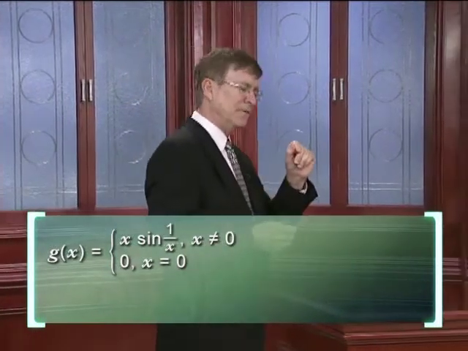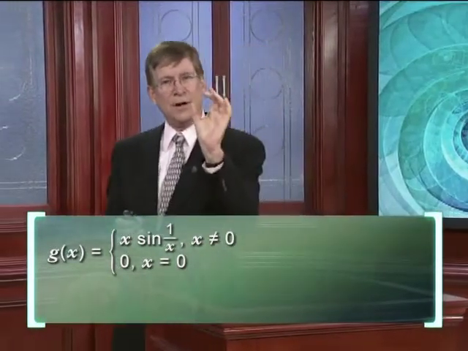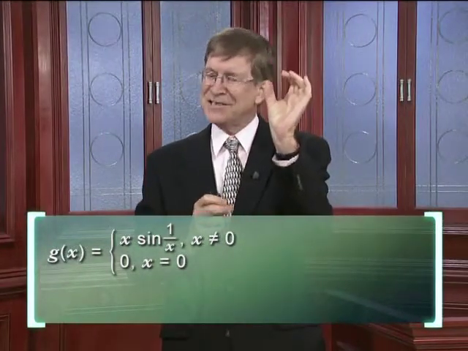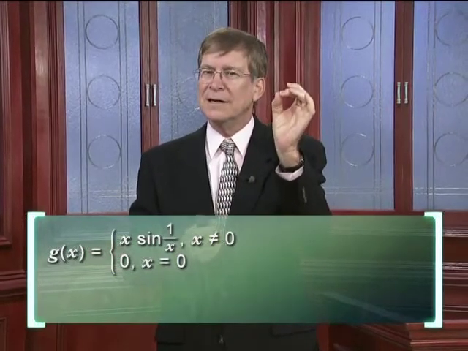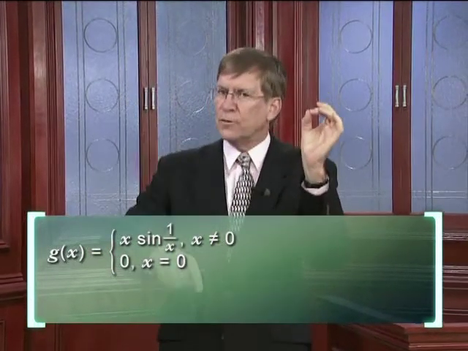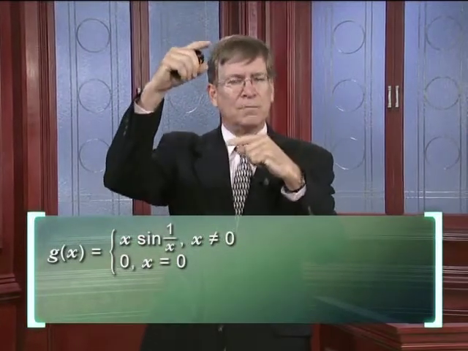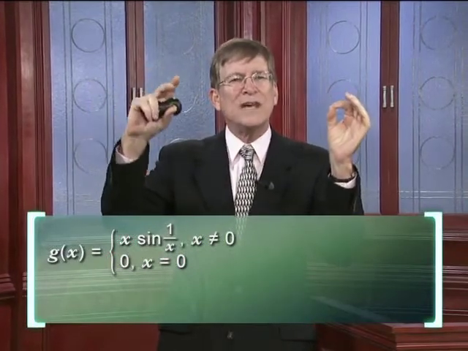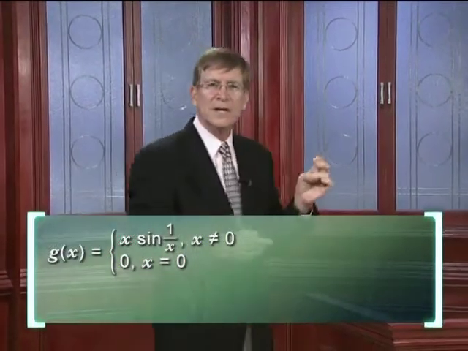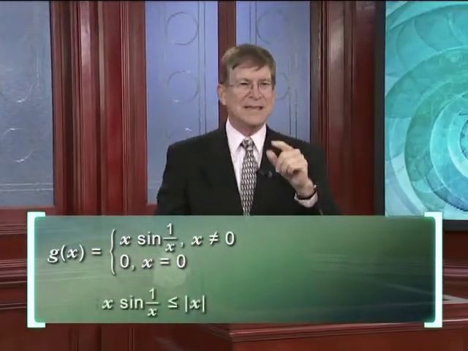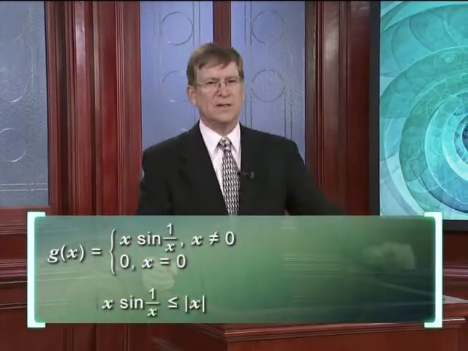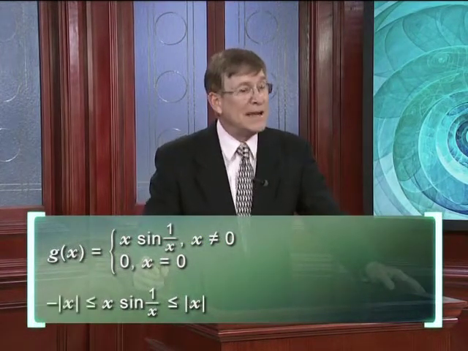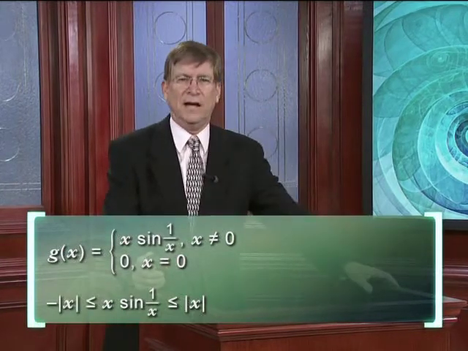But now things are a little bit different because I've got that x in the front. As I approach 0, that x in the front is going to approach 0, isn't it? And sine 1 over x is going up and down, but it's always bounded between -1 and 1. So I'm getting the function squeezed down towards 0. In fact, algebraically, you can see that x sine 1 over x is always going to be less than or equal to the absolute value of x and greater than or equal to minus absolute value of x.